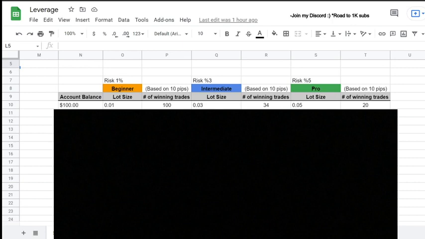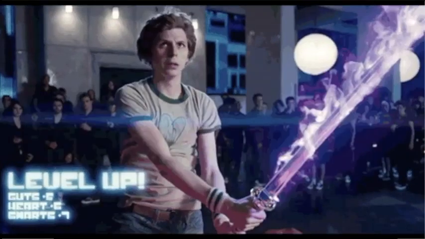So the max you're risking is 3%. And then next we have the pro, right? 0.05 is 50 cents per pip, right? So if you're going for 10 pips, then you would make $5, right? And $5 is 5% of $100. Everyone following? Cool. Now what I have here is the number of winning trades it takes for you to get to the next level, right?